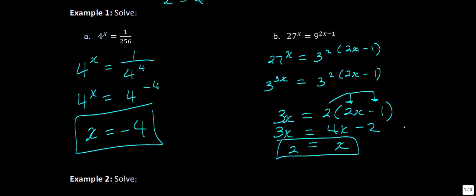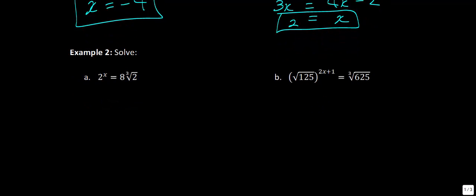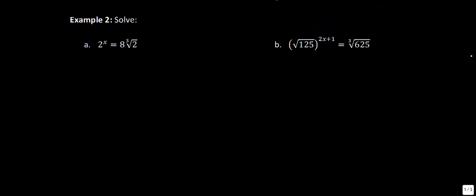Okay, so it was an interesting one to see that sometimes you'll have to change the bases of both the numbers. So, of course, we changed this base to be 3 to the power of 3, and this one was 3 squared. Okay, let's go on to deal with something a hair bit different. You'll notice that we now have radicals in example 2. So, again, with example 2, we are solving.